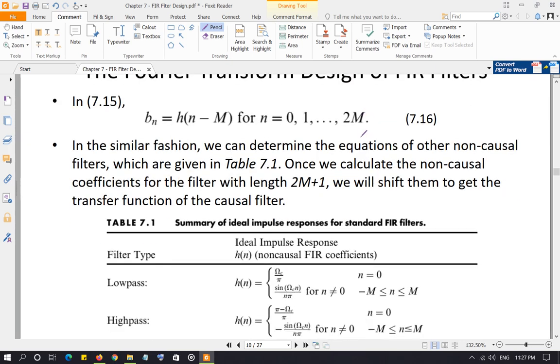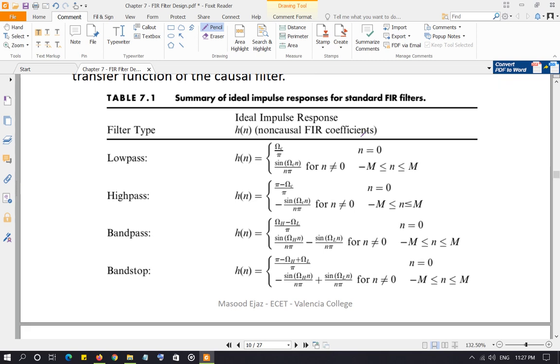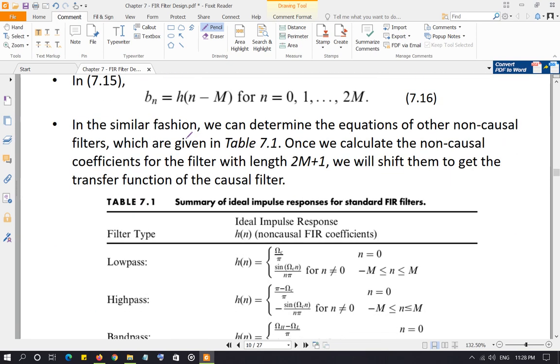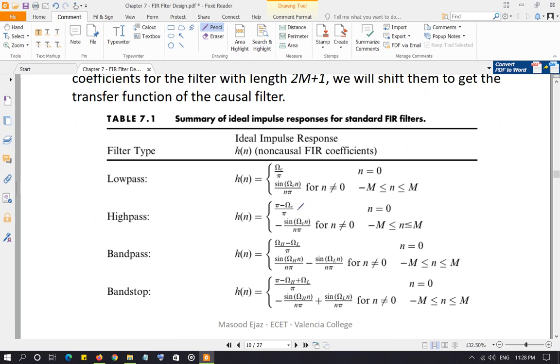Okay, now this is the low pass filter that we discussed. So the low pass filter impulse response for the non-causal sequence is this. Similarly, we can design high pass, band pass, and band stop. We're not going to show it. Table 7.1 in the book is given to you to use for the impulse response. So when we say the ideal impulse response for the causal filter, first you calculate these, and then you shift that to get the causal response or causal components, which is b naught, b1, which is pretty much the same as h of m minus 1, and so on and so forth. So the high pass filter equation is this, band pass filter is this, and band stop filter is this.